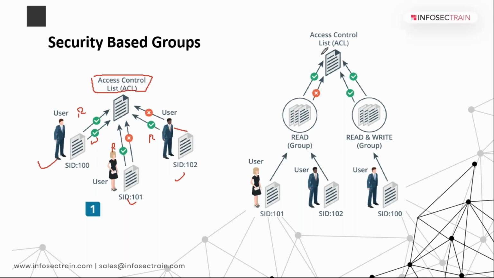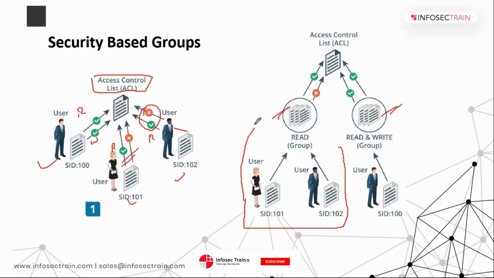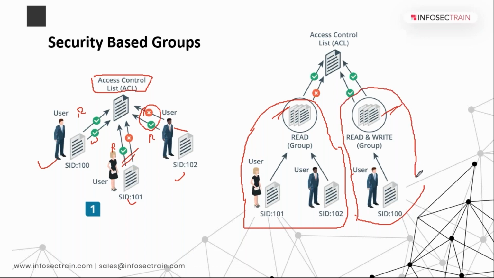So this will be your access control list, and we divide these access permissions into two groups. One will have only read, one will have read and write. So let's say these two have the access of only read, right? So we'll just put them into this particular read group. And this third person will be in your read and write group. So anyone who further joins will be attached to this particular group.